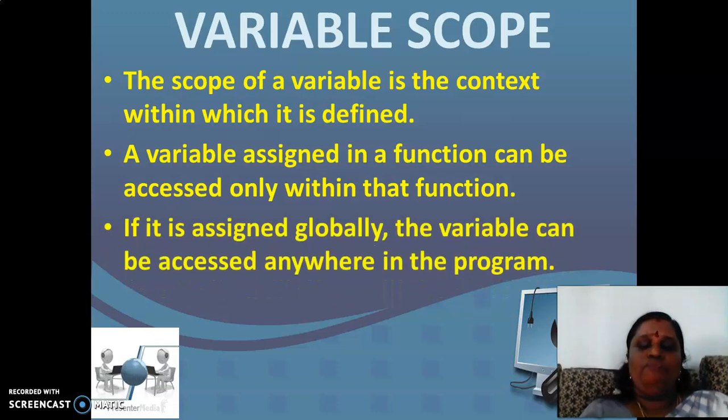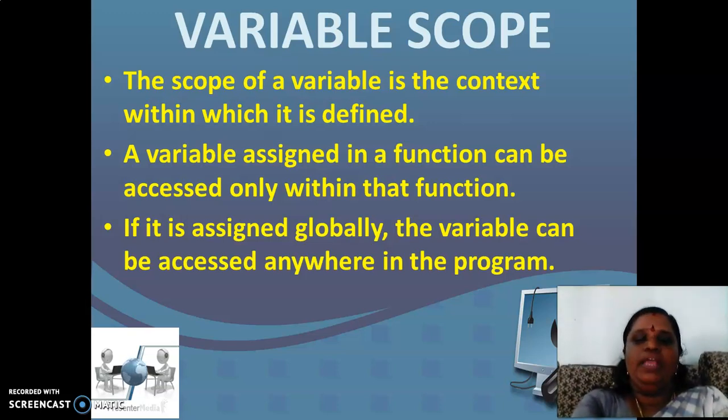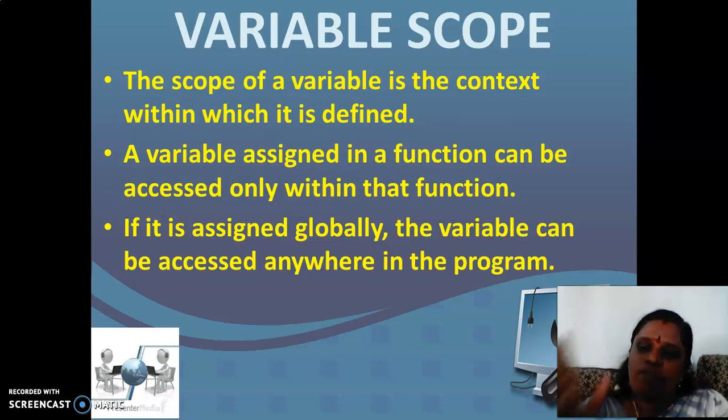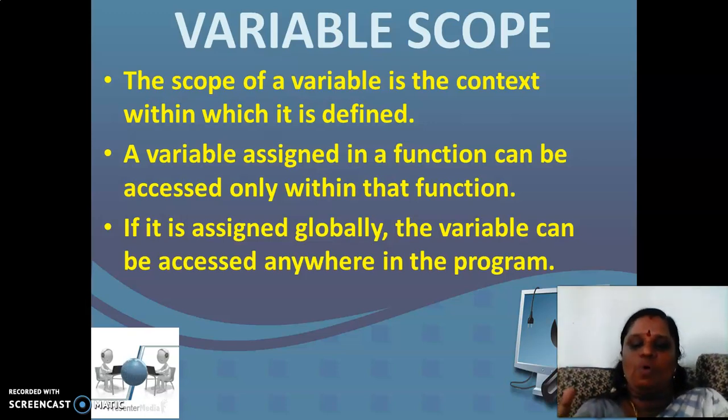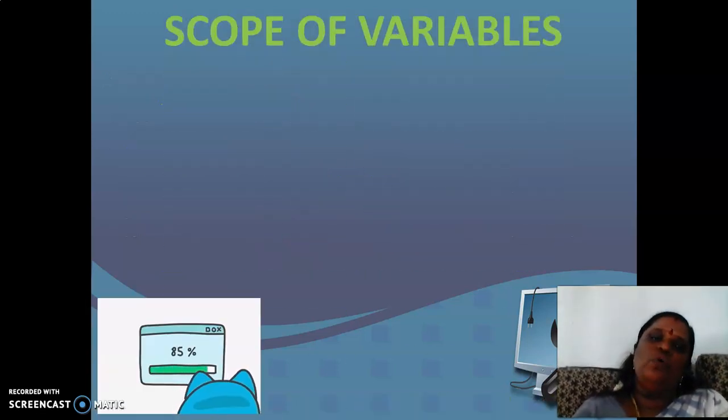If it is assigned globally, the variable can be accessed anywhere in the program. Got it? Yes, this is called variable scope. So, how much extent can the variable work? Inside the function is one scope. For all the functions, it is a global scope. So we have different types of scopes.